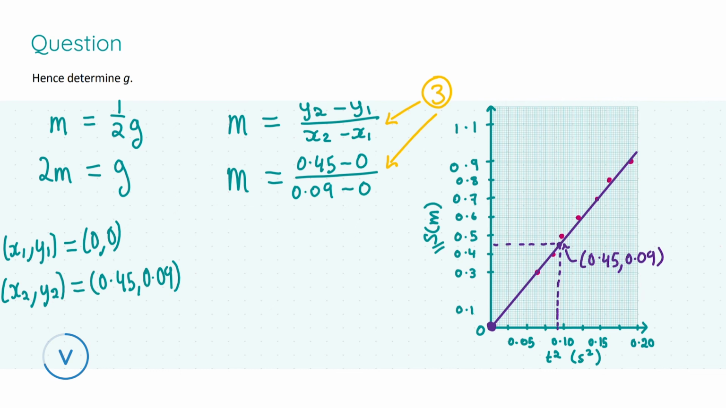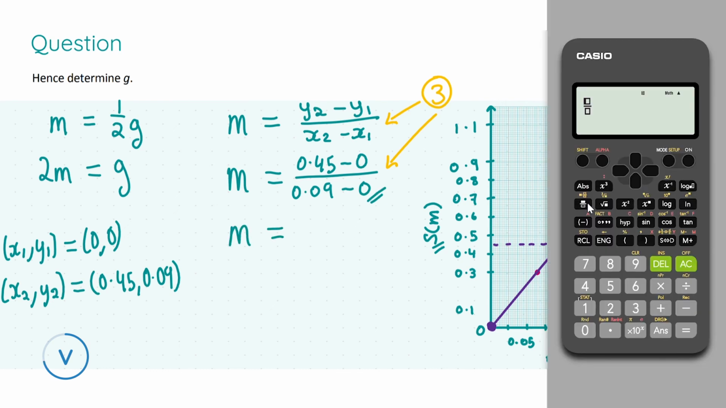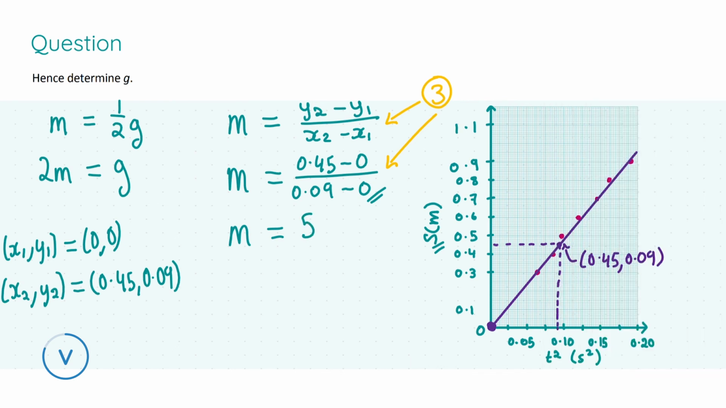Okay, so what do we do here? Let's just calculate what m is. Getting up our calculator, 0.45 over 0.09, it's the same as 0.45 minus 0 over 0.09 minus 0. The zeros don't really mean anything. It's just the same thing. So let's hit equals. And we just get a nice answer of 5, which is looking kind of good in the sense that we don't really need to round anything.